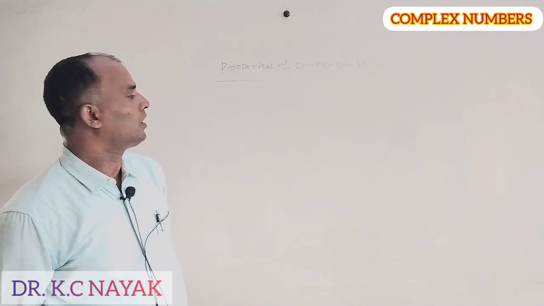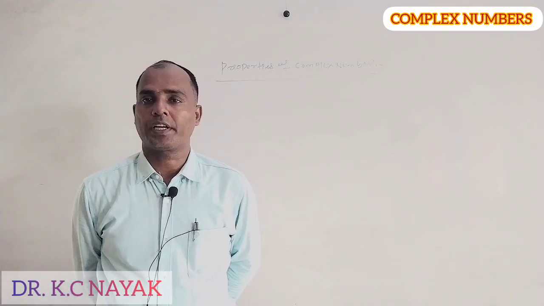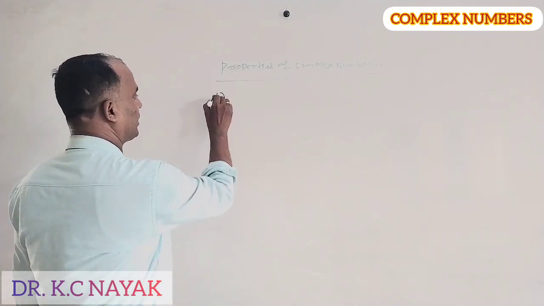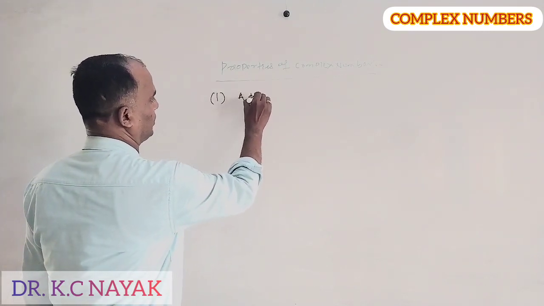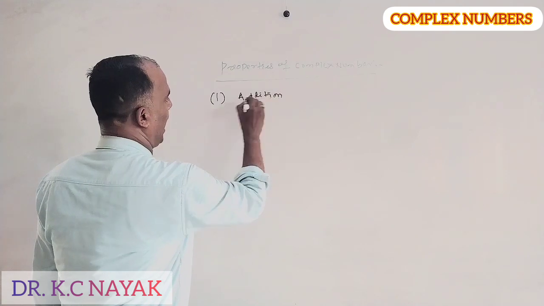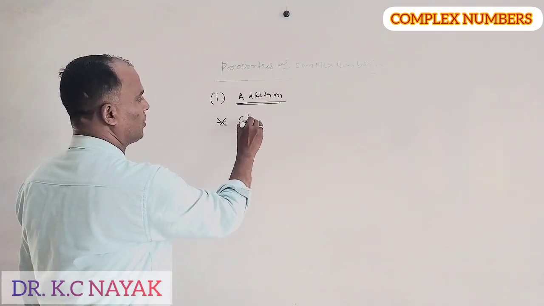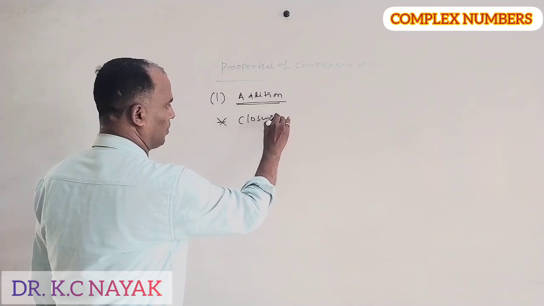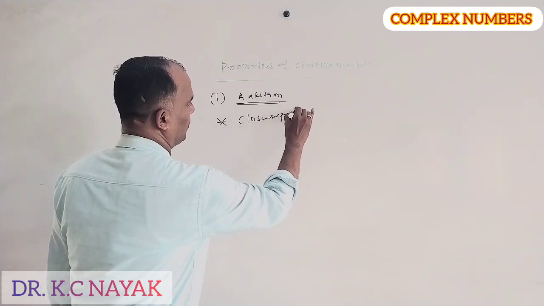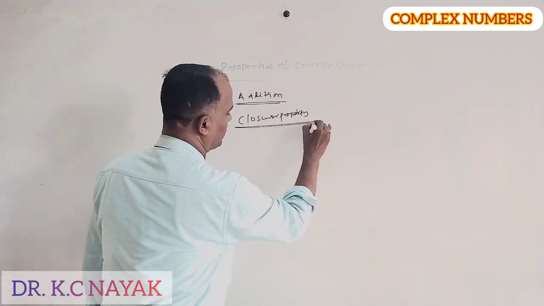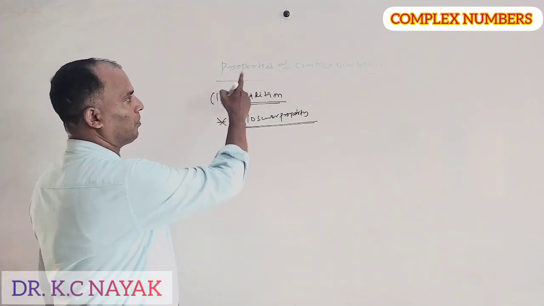Let us discuss the different properties of a complex number. The first property is related to the addition operation. What are the properties of addition? The first property is the closure property. What is the closure property in complex numbers?